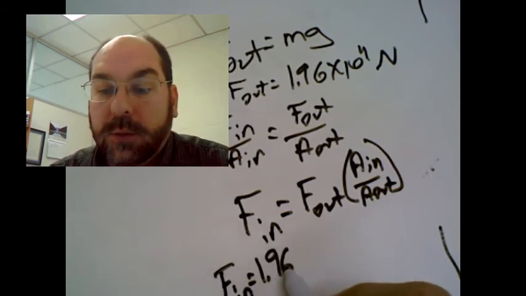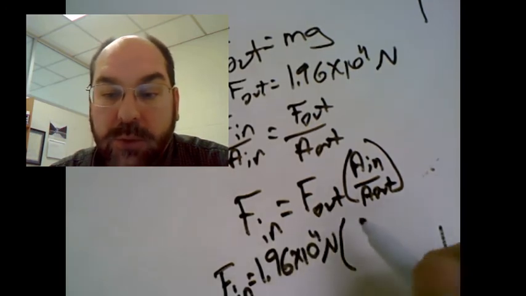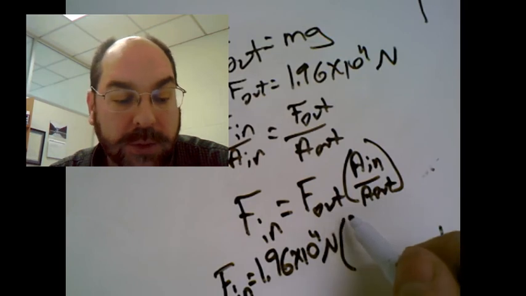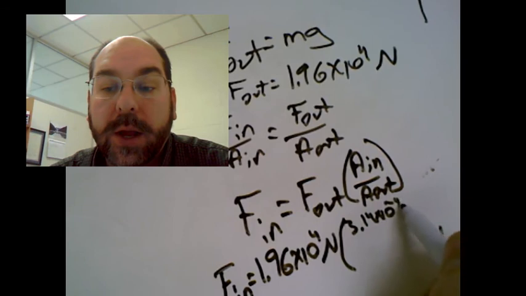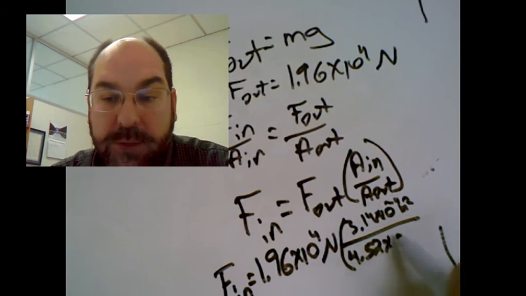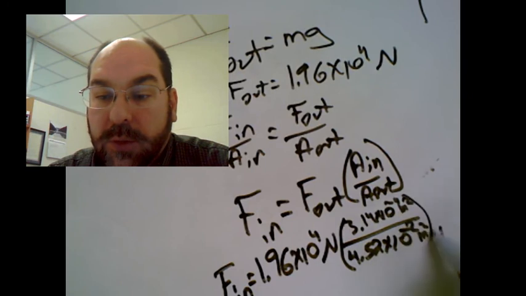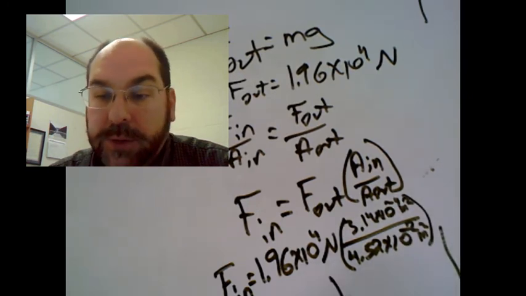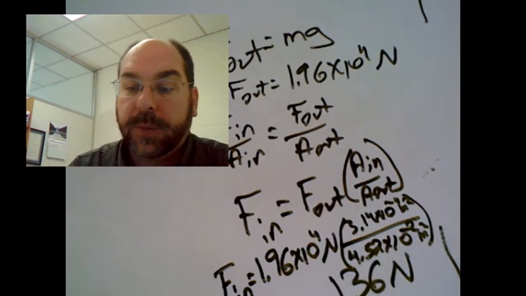Force in equals the 1.96 times 10 to the fourth newtons times 3.14 times 10 to the negative fourth meters squared divided by 4.52 times 10 to the negative second meters squared. And believe it or not, with all those crazy big and small numbers, we run them all and we get an answer of 136 newtons.